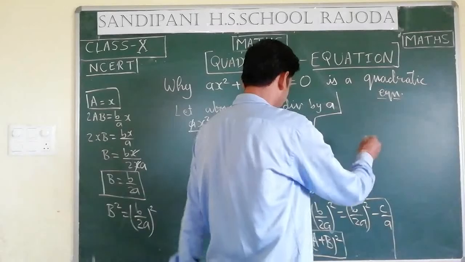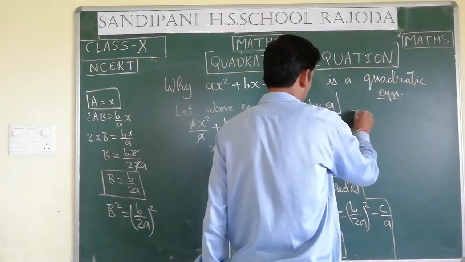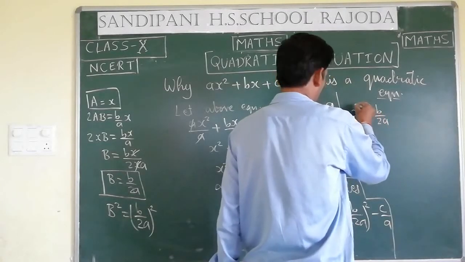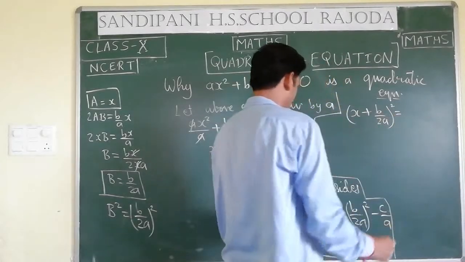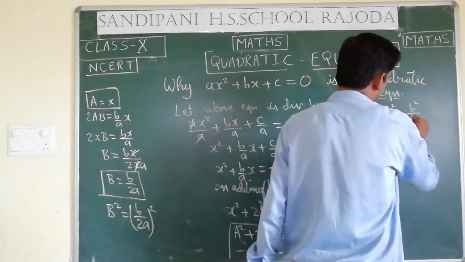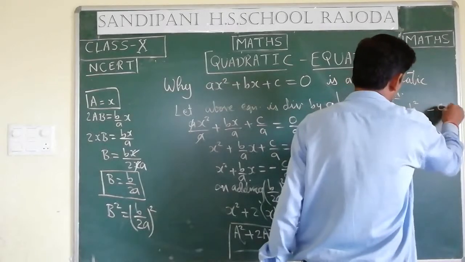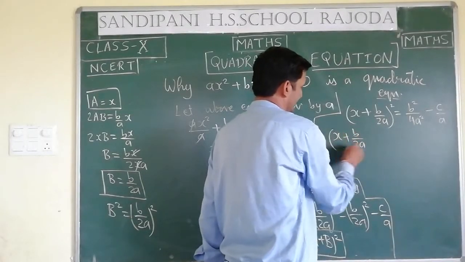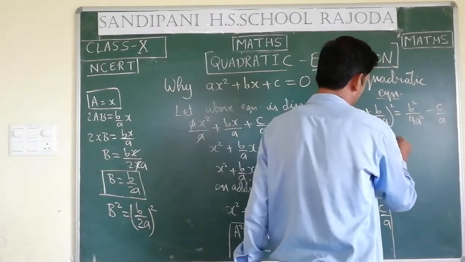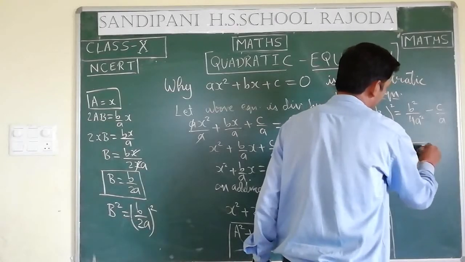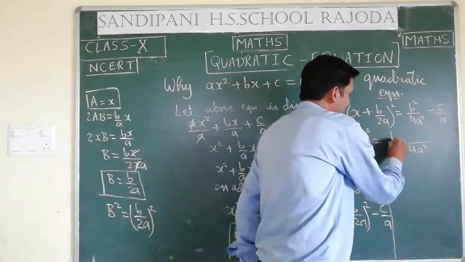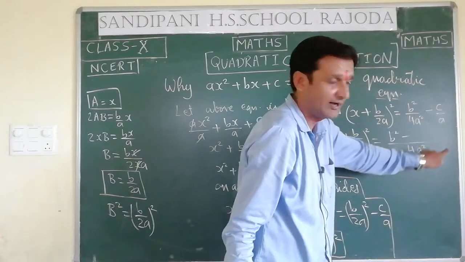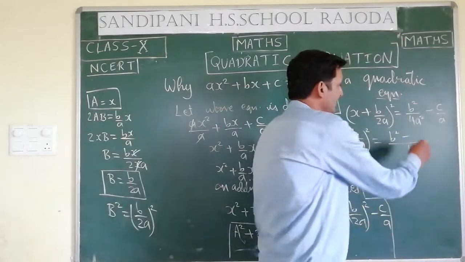It is equal to x plus b upon 2a whole square is equal to b square upon 4a square minus c upon a. Now we may write it x plus b upon 2a whole square is equal to, if we take 4a square LCM here, then b square will be as it is, minus when we divide this denominator by this a, then a is cancelled one, so 4a into c, that is 4ac.